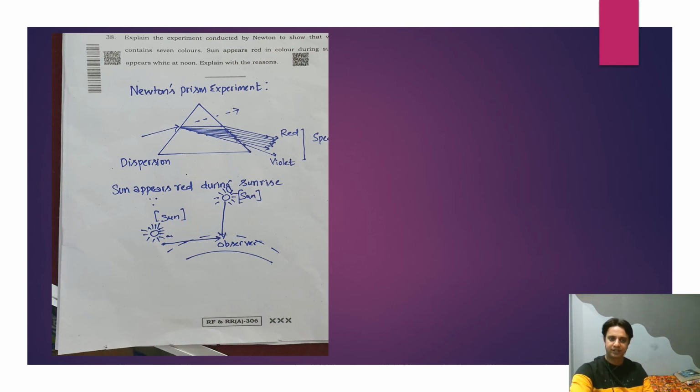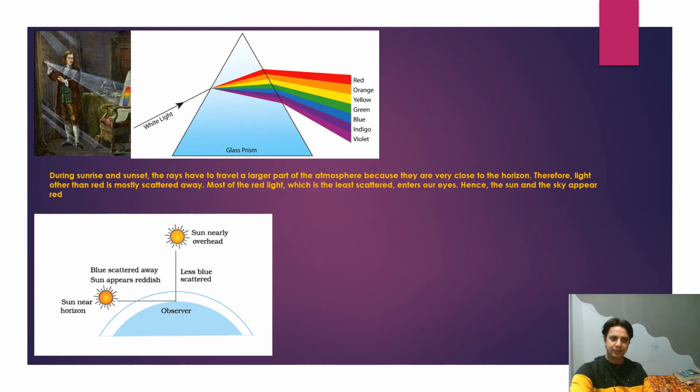38th question. Explain the experiment conducted by Newton to show that white light contains 7 colors, and also why the sun appears reddish during sunrise and sunset and white during noon. So for this, you'll show the dispersion of white light and formation of a spectrum when light passes through a prism. And you'll talk about how Newton used a small hole so that he could obtain a fine beam of light which, when passed through a prism, produced the spectrum on the screen. You would draw the prism with the splitting of white light into its components, that is VIBGYOR, and show that this is the spectrum of white light, and this phenomenon is called dispersion.